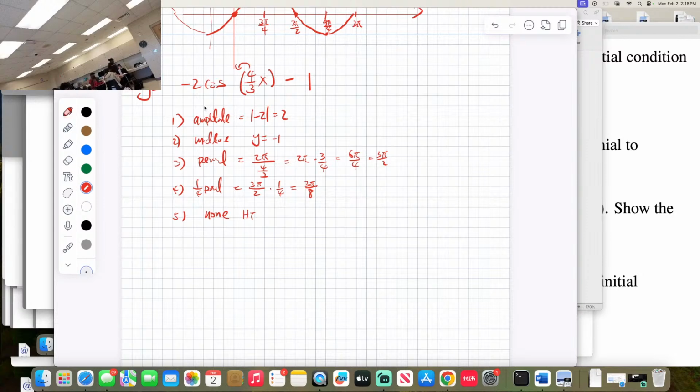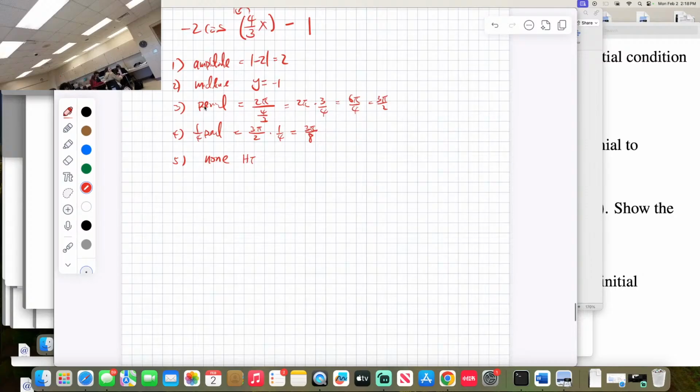3 pi over 8, it's a quarter period. Is that okay? So now I'm going to graph it. Where's the midline? -1, so I'm going to draw -1 here. Now a cosine should start at the midline, or the peak or trough. Trough, so it's going to be 2 units above the midline or 2 units below the midline? Below, so it's going to start right here. That is okay.